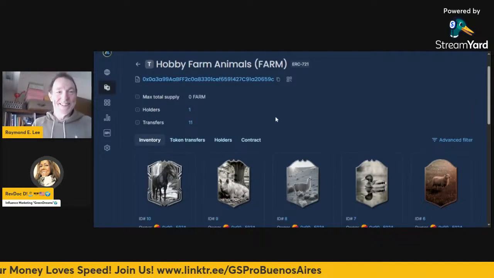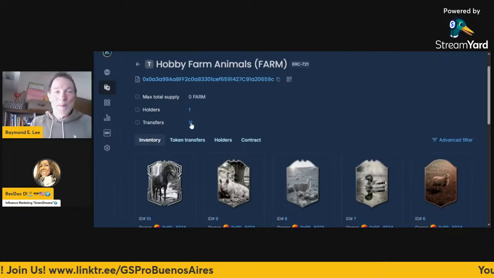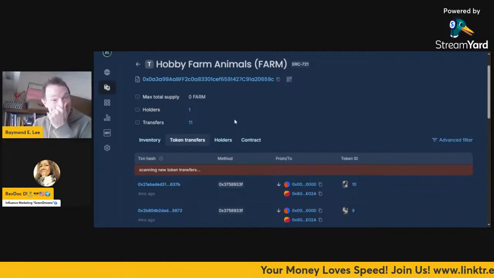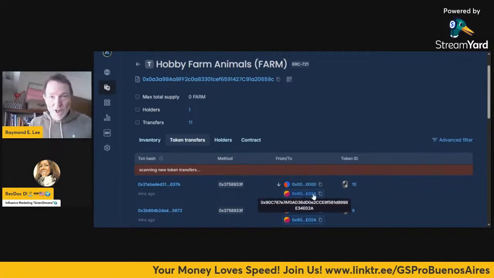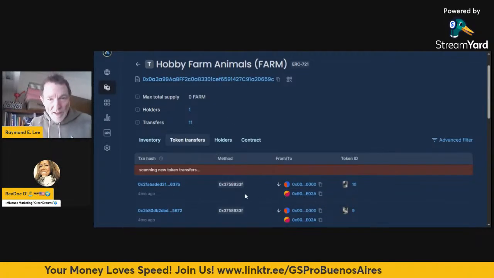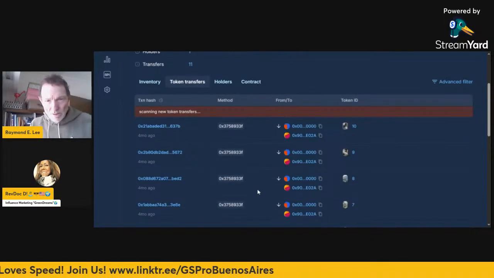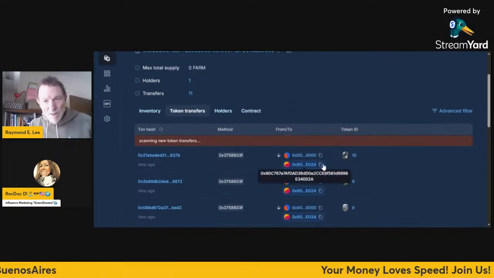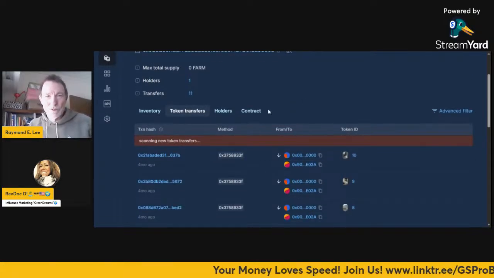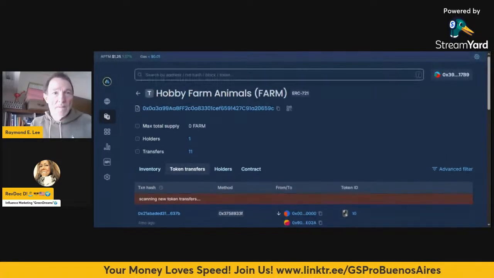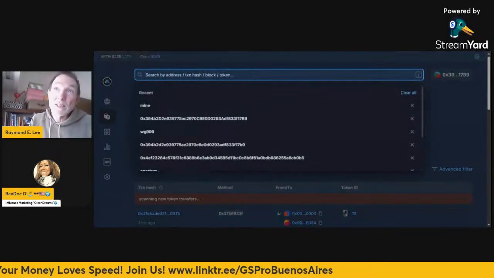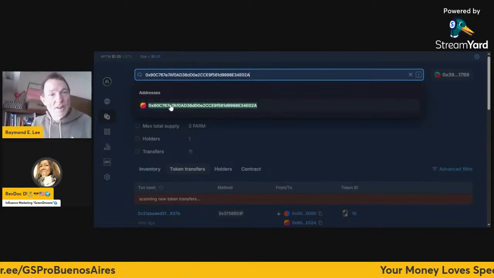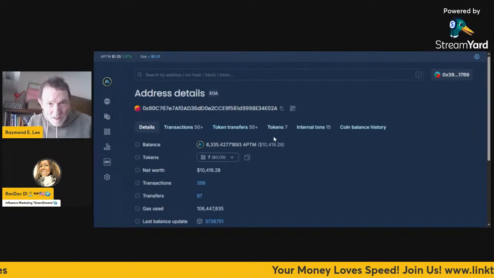So you're able to check what transfer. We can see where these have been transferred to. Probably this has been transferred over to Hobby Farm. No, maybe it's gone to this address here. We can search for it. Is it OpenSea? So perhaps it's created these and then gone to OpenSea.